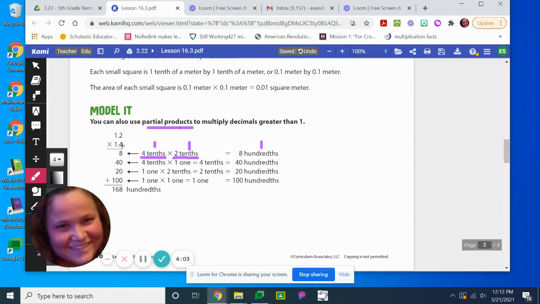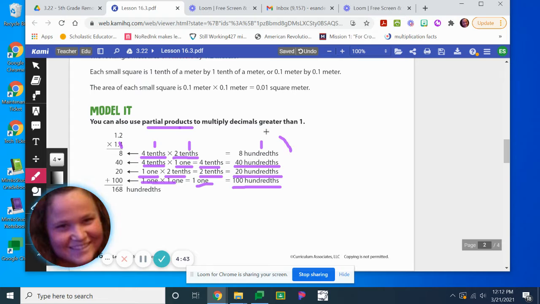Then they did 4 tenths times 1 whole. 4 tenths times 1 whole is 4 tenths, but they have to change it to hundredths because everything over here has to be the same. So we know 4 tenths equals 40 hundredths. So they put a 40 here. Then they kept going. It looks like they're done with the 4. They've got 1 times 2 tenths, which equals 2 tenths. They did 1 times 2, which we know equals 20 hundredths. And then they did 1 whole times 1 whole, which equals 1 whole, and that equals 100 hundredths.